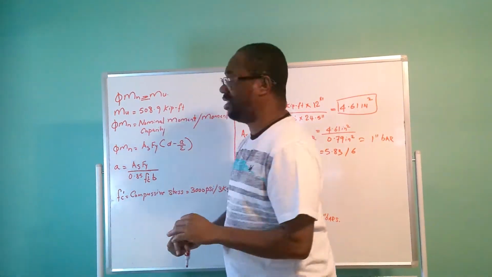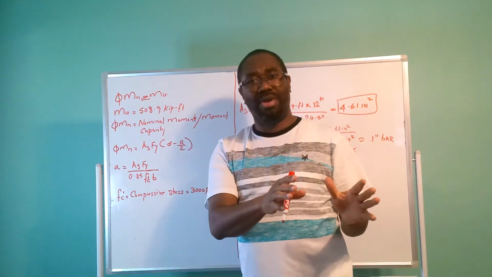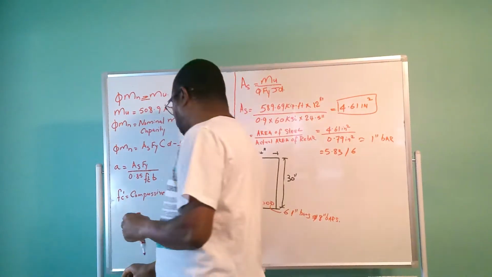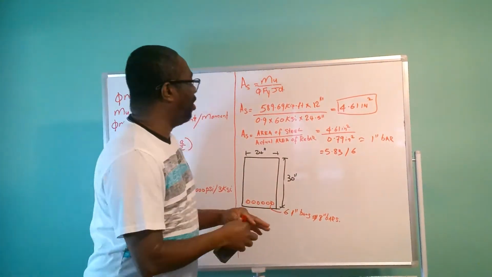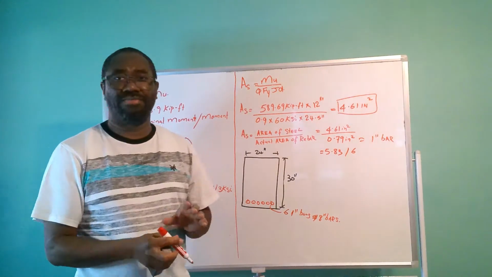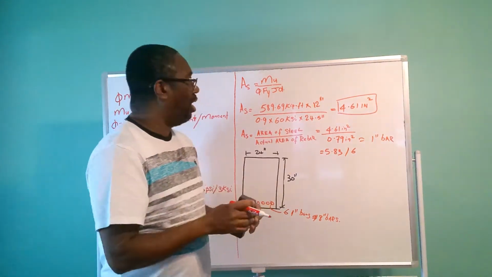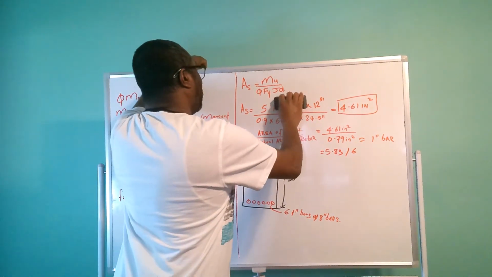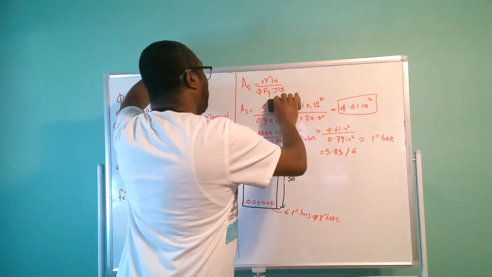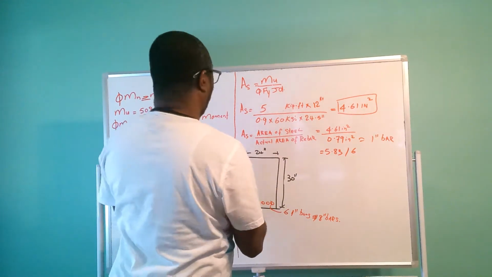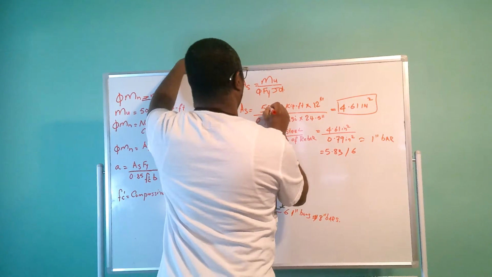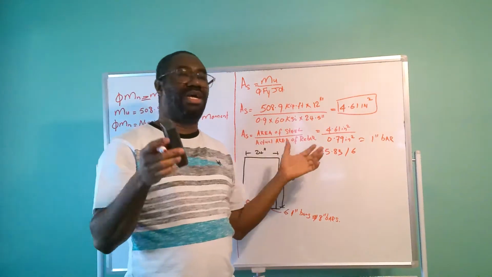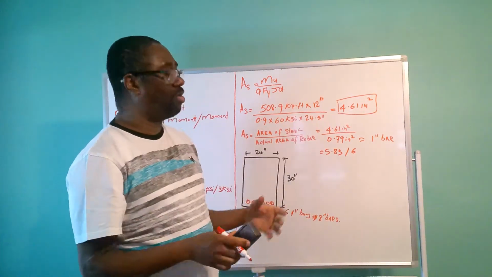We calculated our Mu, the ultimate moment, from the last video, to be 508.9 kip-feet. I know in the final calculation I wrote down 589.69. That was written down in error, even though the result is going to remain the same. So this should have been 508.9.